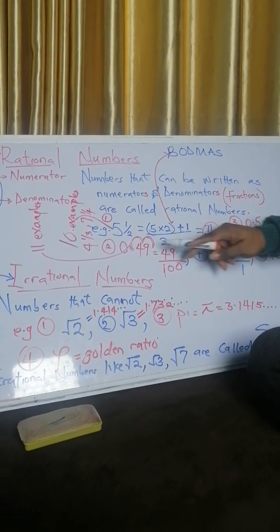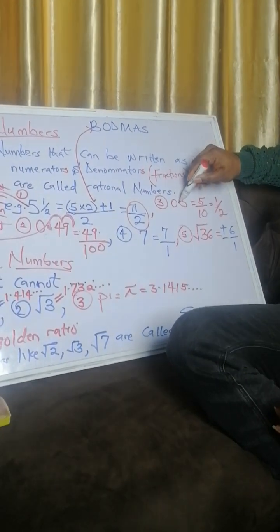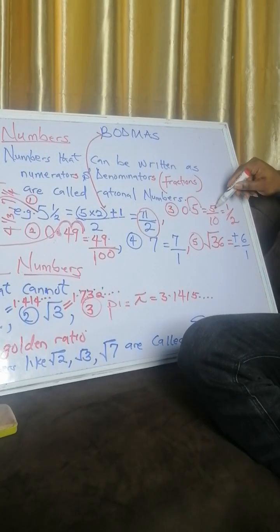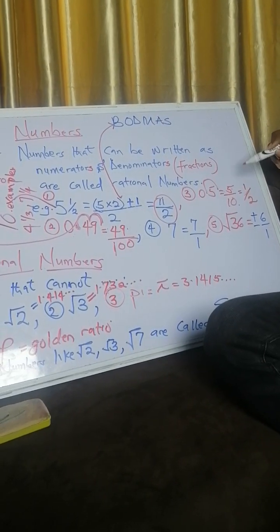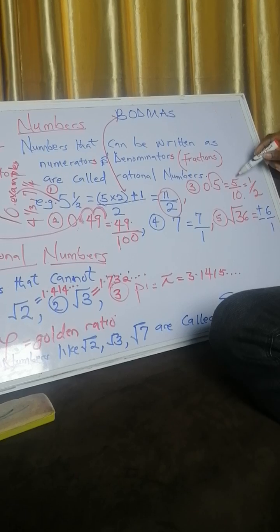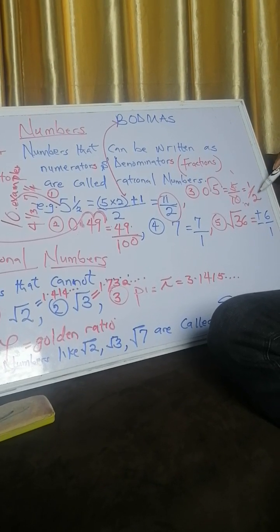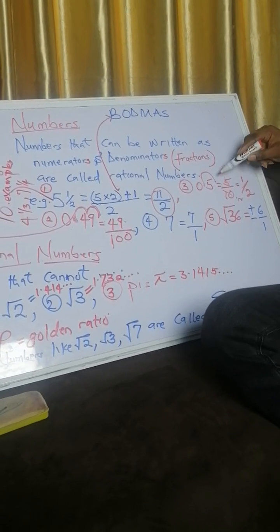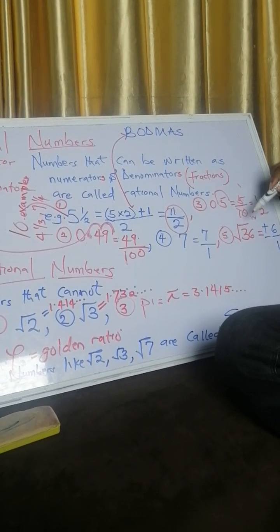So now look at the example of number 3 here. You have 0.5. I'm moving this point 1 time, which is the same thing as 5/10. So I'm writing only 10 because I moved the point 1 time. So if you use your calculator, 5 divided by 10, that is why you are seeing 1/2 here. If you use your calculator, 1 divided by 2, you will get the same answer. This is another example of a rational number.